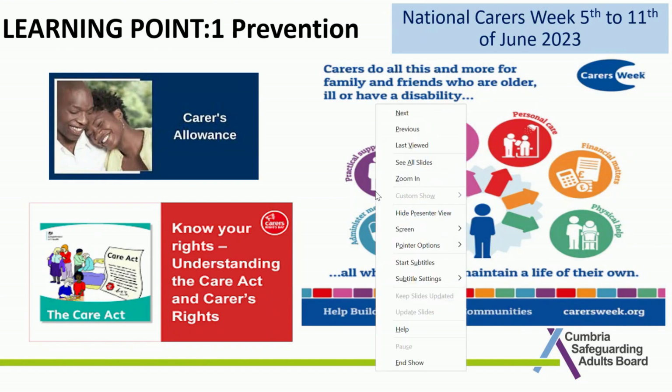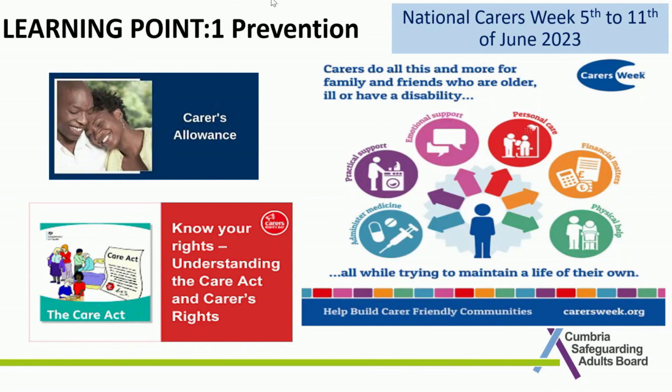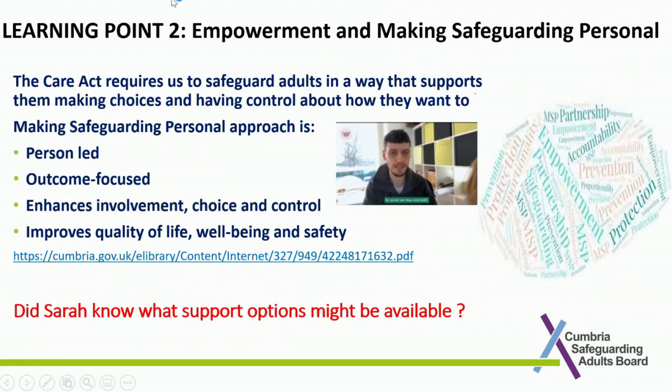The second learning point was regarding empowerment and making safeguarding personal, and the importance of this, the fact that the Care Act requires us to safeguard adults in a way that supports them making choices and having control as much as they can about what they want. Making safeguarding personal is an approach that is person-led, outcome-focused, enhances involvement, choice and control, and should be aimed to improve quality of life, well-being and safety.